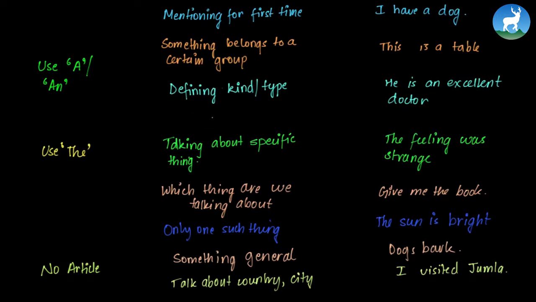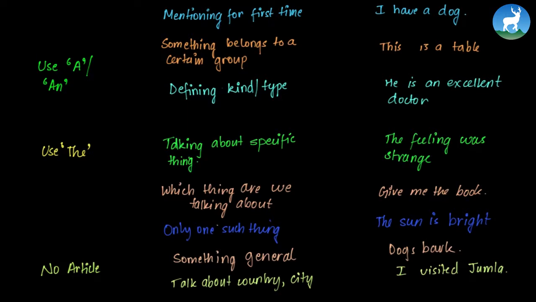Use the while talking about specific things. For example, the feeling was strange. It's specific. We can use the while clearing which thing we are talking about. So you need to clear the thing. Give me the book. You're talking about the book. Only one such thing. So, the sun is bright. There is only one sun.